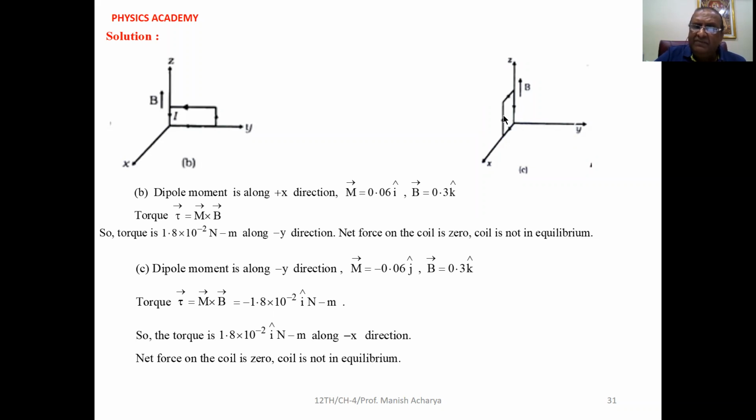Now the net force here is 0, but the coil is not in equilibrium. Why not in equilibrium? Because torque is acting, it implies that there is a couple of forces. The two forces will be equal in magnitude, opposite in direction, but not collinear. So the vector summation of the forces will come to 0. So the net force will be 0, but the coil will not be in equilibrium because the couple will produce the torque, and due to torque it will be rotated. Clear to all of you?